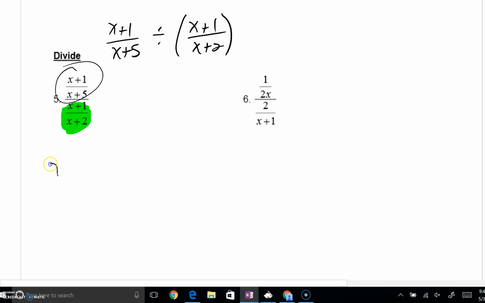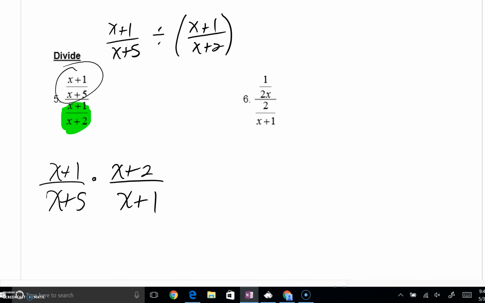Recopy this first fraction up here. You get x plus 1 over x plus 5. It's this bottom fraction that you've got to flip. Remember, what you're dividing by, that's where you take your reciprocal. It's that second fraction, or it's always the bottom fraction that you're going to see here.